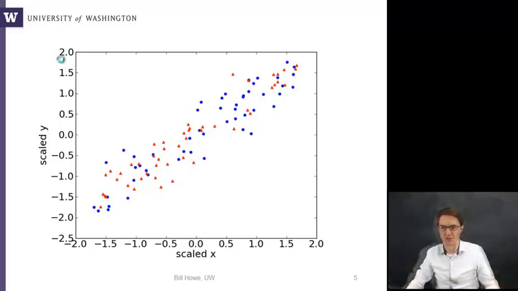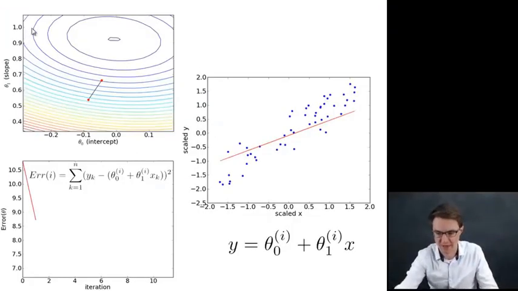So how does this gradient descent work? In this plot, what we have is the two parameters for the regression line, which are theta 0 and theta 1, and it's the y-intercept and the slope, essentially, right? These are the two parameters for a single line.